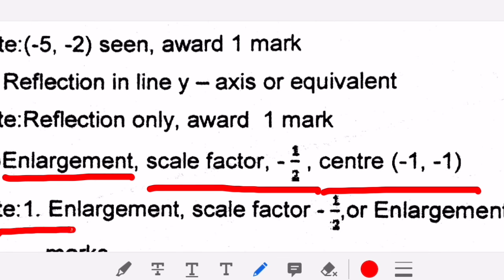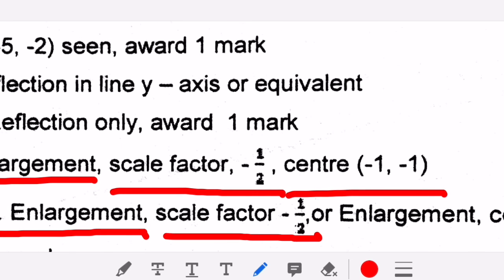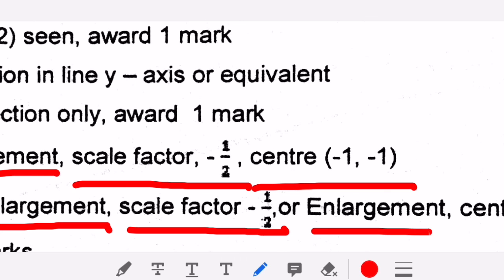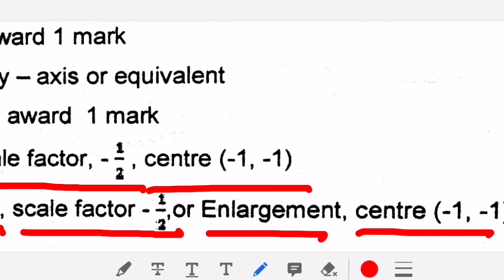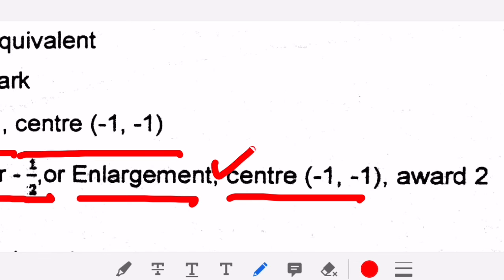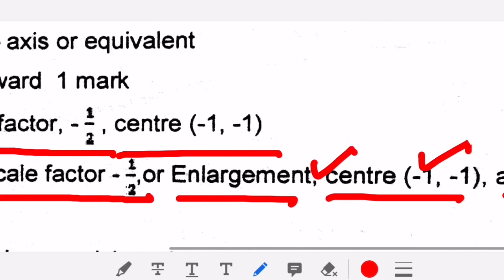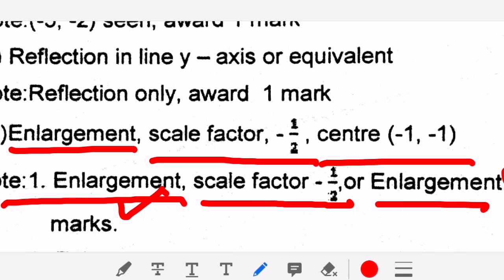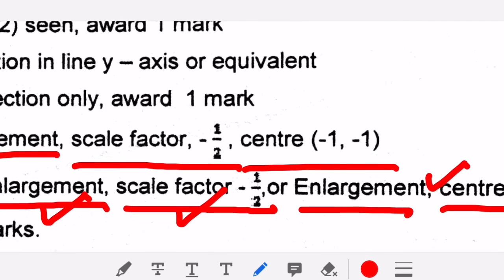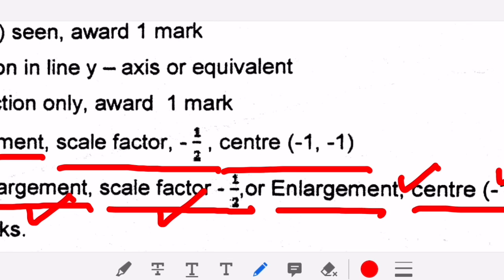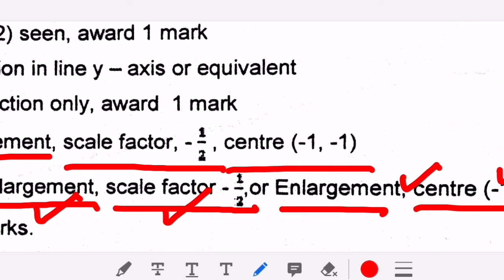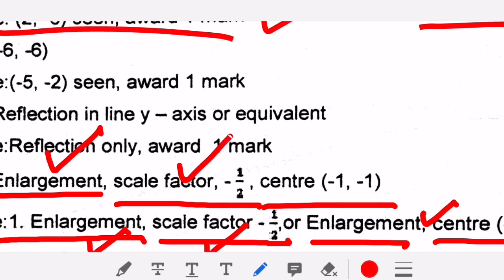Note that the marks will be given for enlargement. Scale factor must have -1/2. Or you have enlargement, center also must be there. If you write enlargement with center, no scale factor, they give you 2 marks only. If you write enlargement with scale factor without the center, they will give you 2 marks. So you must have 3. Enlargement, scale factor with -half, must have center -1 to get the full marks.